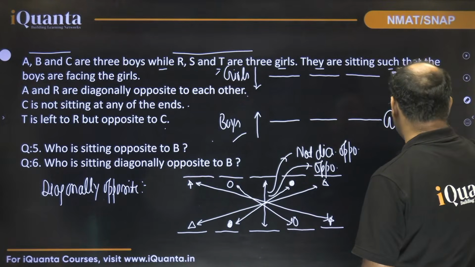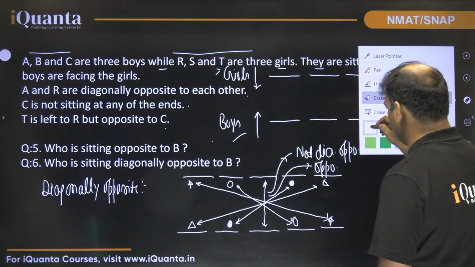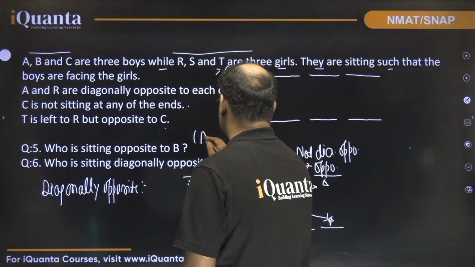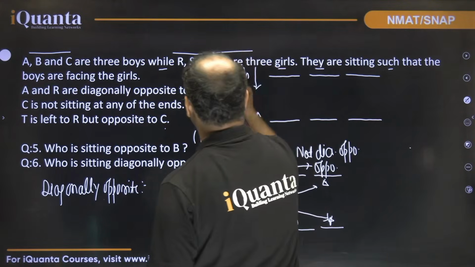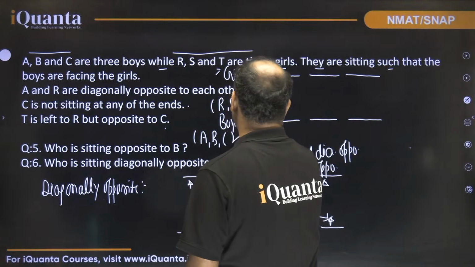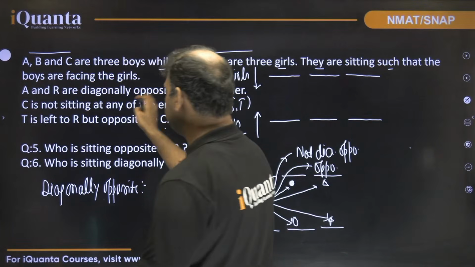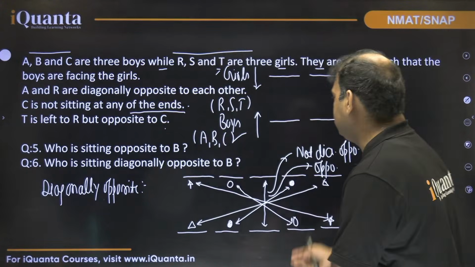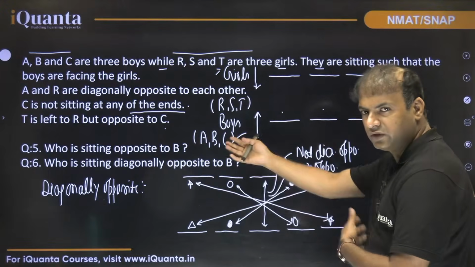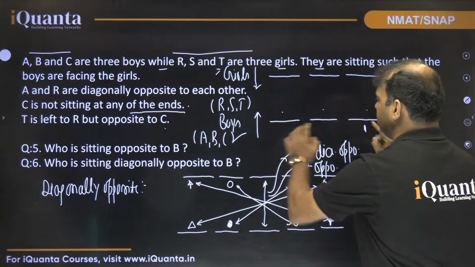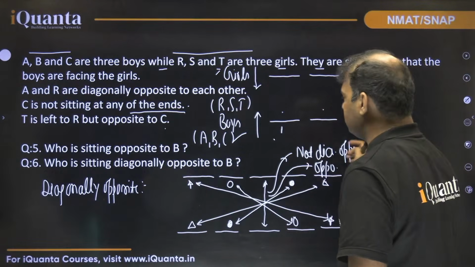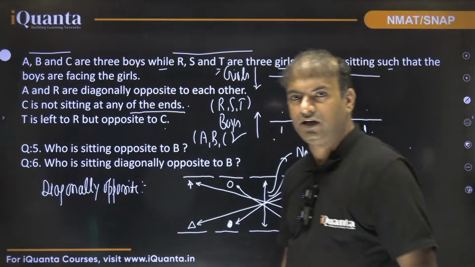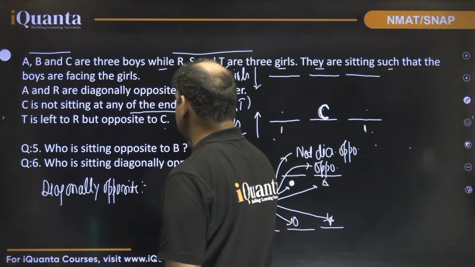So let us say for a while that the boys are facing north and girls are facing south. Just assume that. Boys we know are A, B, C and girls are R, S, T. Let's start the information. I think the second information is the best one to start with. They are saying that C is not sitting at any of the ends. We have only 3 chairs for the boys or for the girls. Among the 3, 2 are obviously extremes. So if C is not sitting at the extreme, obviously C must be sitting here. There is no question about this. So this point is the easiest to use, that's why I said.